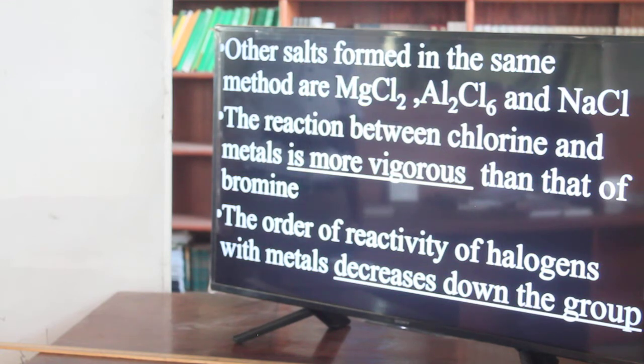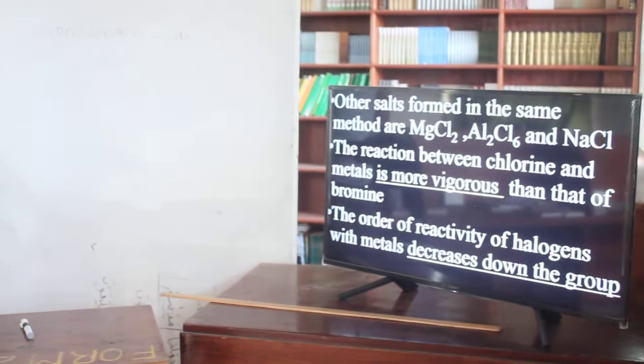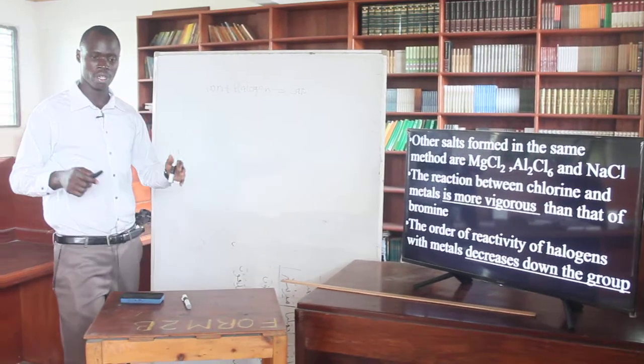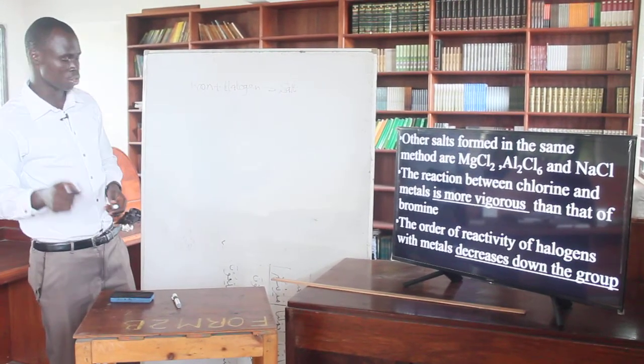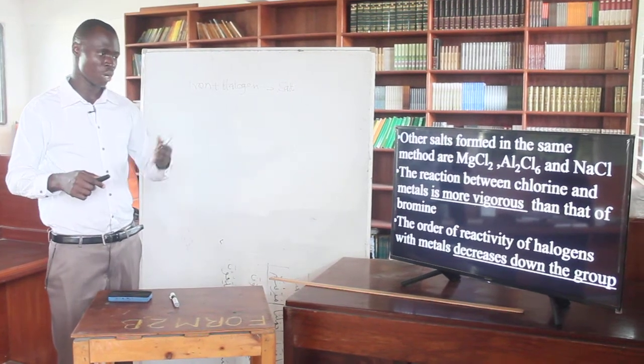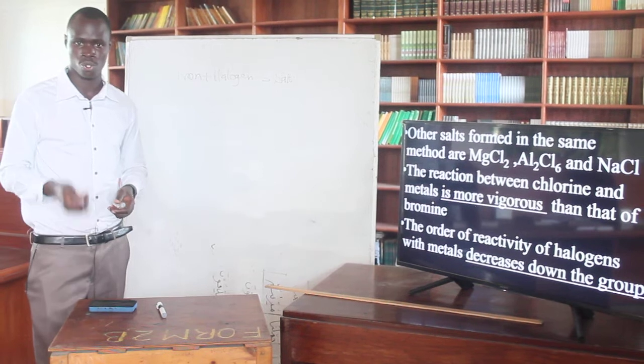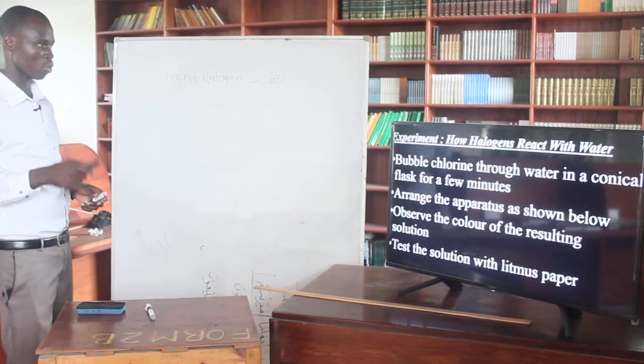The reaction between chlorine and a metal is more vigorous than that of bromine, and you can understand because chlorine has a higher affinity for gaining electrons compared to the others. The reactivity of halogens with metals decreases down the group. As I explained, the reason is that as you go down the group, nuclear attraction is reduced, and then the ability to attract the outermost electron is also reduced. So that's what to focus on.